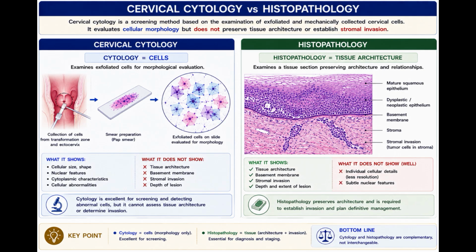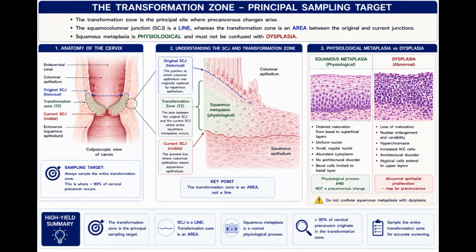Cervical cytology is a screening method based on the examination of exfoliated and mechanically collected cervical cells. It evaluates cellular morphology, but does not preserve tissue architecture or establish stromal invasion. The transformation zone is the principal sampling target. The squamocolumnar junction is a line, whereas the transformation zone is an area between the original and current junctions. Squamous metaplasia is physiological and must not be confused with dysplasia.